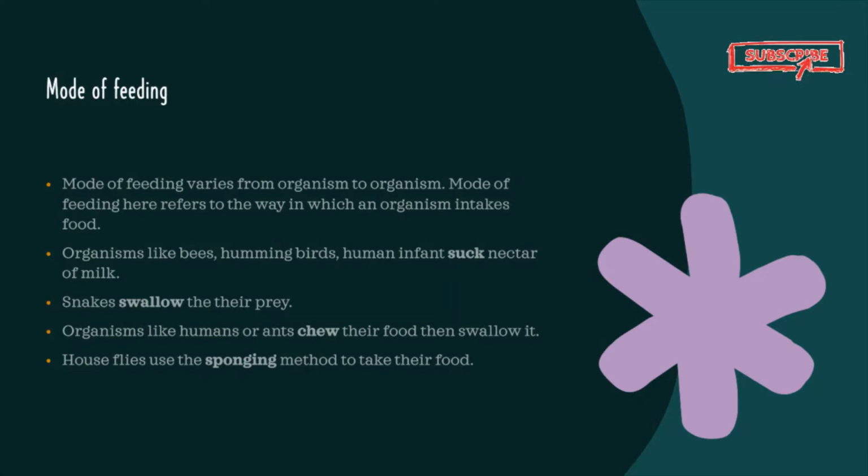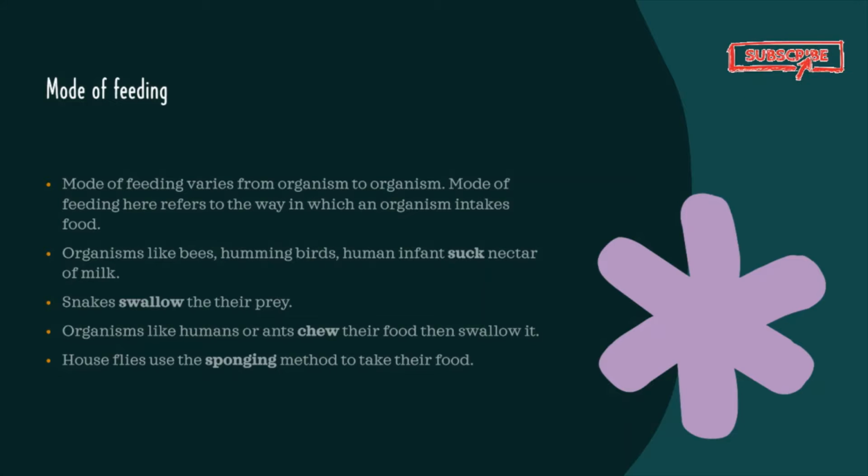There are many types of ingestion given, such as sucking, swallowing, chewing, and sponging. So what type of ingestion do humans use? They use chewing and swallowing. You can go through this slide, and then you'll get to know the types of ingestion for different heterotrophic animals.